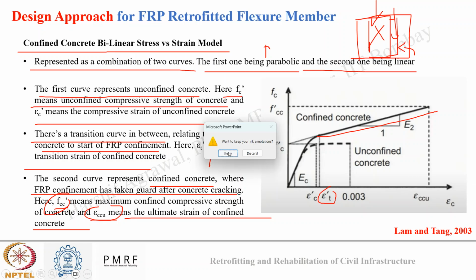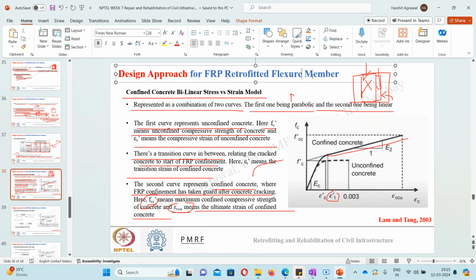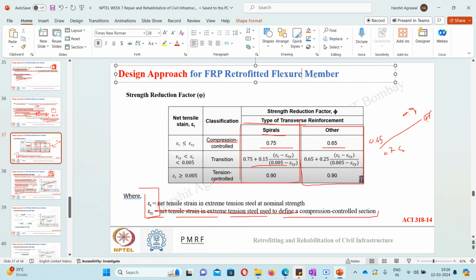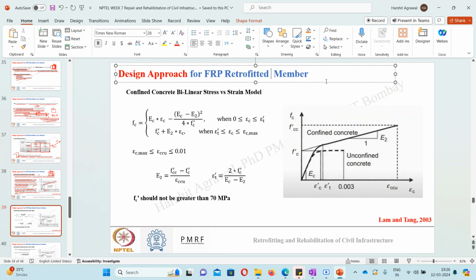I will make this correction here. This is axial member. Here also axial, and here also axial.